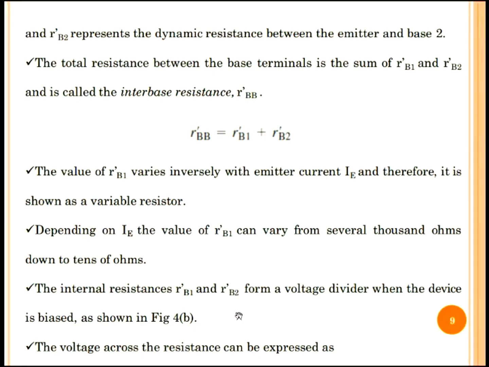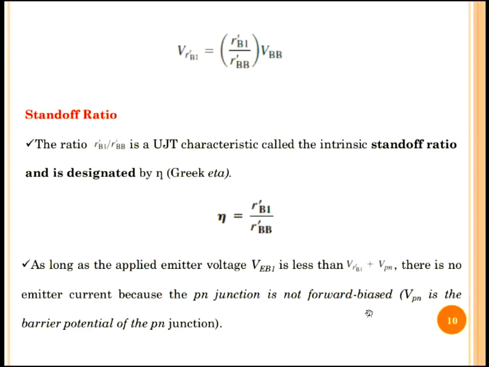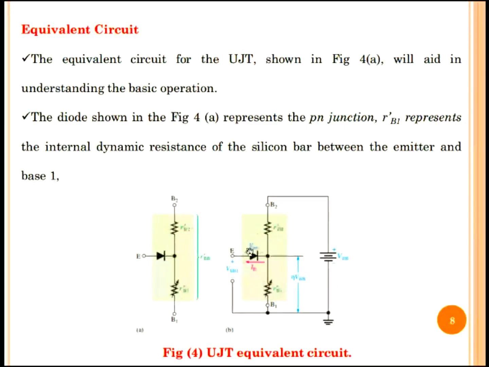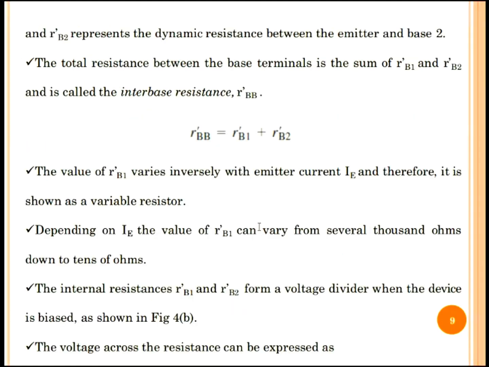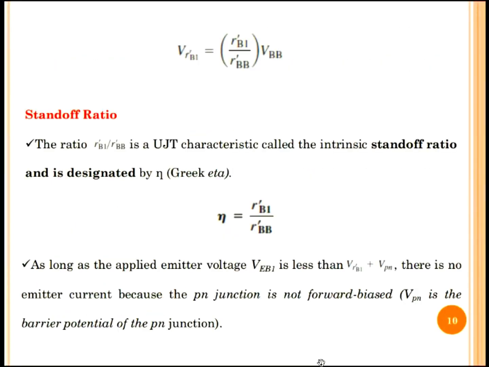So the internal resistance, we know, the resistance across emitter and base 1 and the resistance across emitter and base 2, form a voltage divider when the device is biased. So when you bias the device, it basically acts as a voltage divider between these two regions or terminal regions. The voltage across the resistance can be expressed as this.